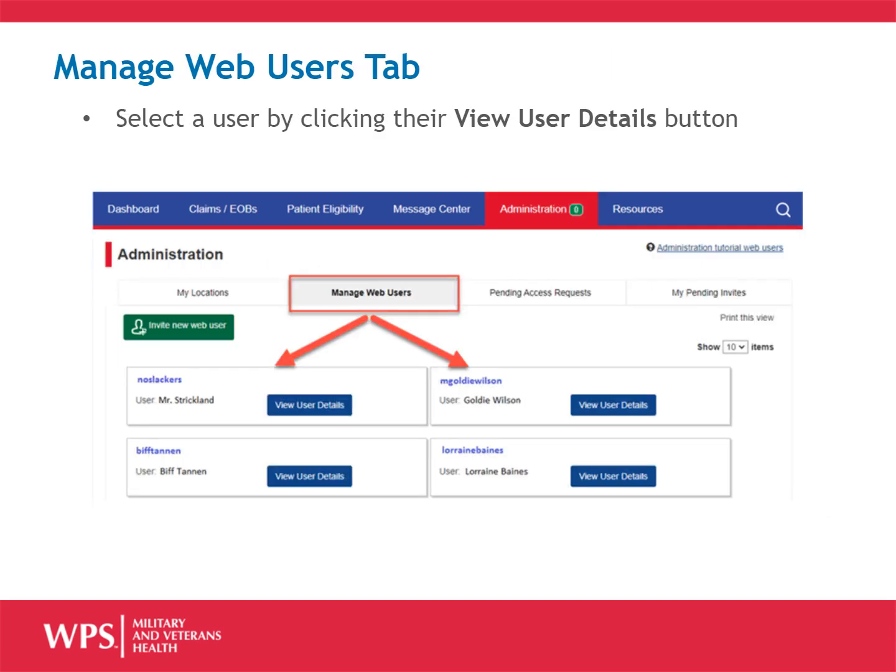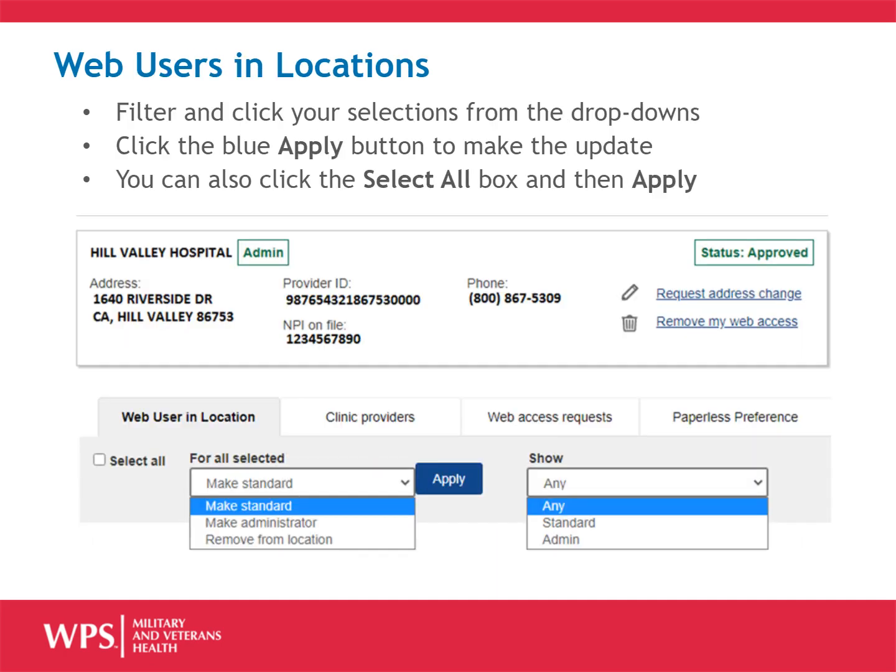The Manage Web Users tab allows you to individually manage each user's access. Click the user in your lists, then click the View User Details button. When you click to view user details, you will be taken into the locations that a web user has access to. You can use this area to change that user's access type between standard level or admin level, or remove their location access.